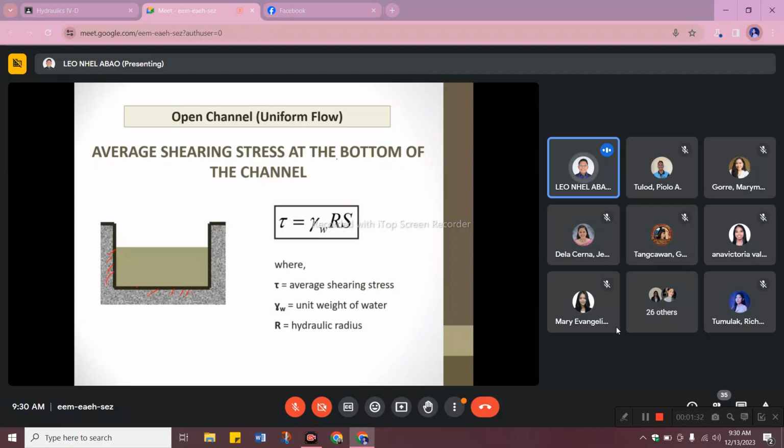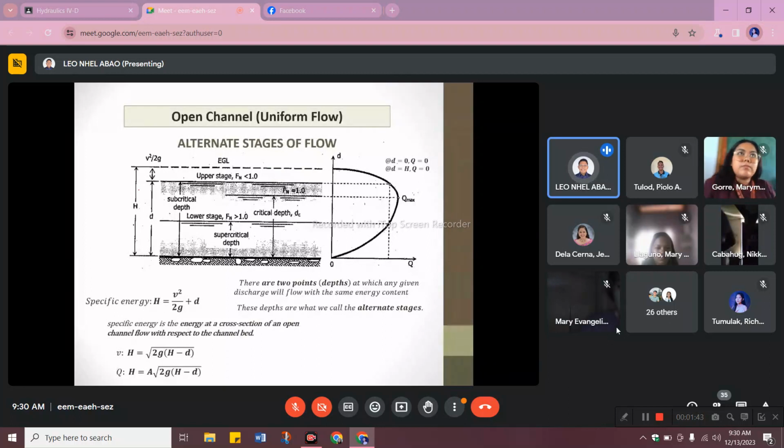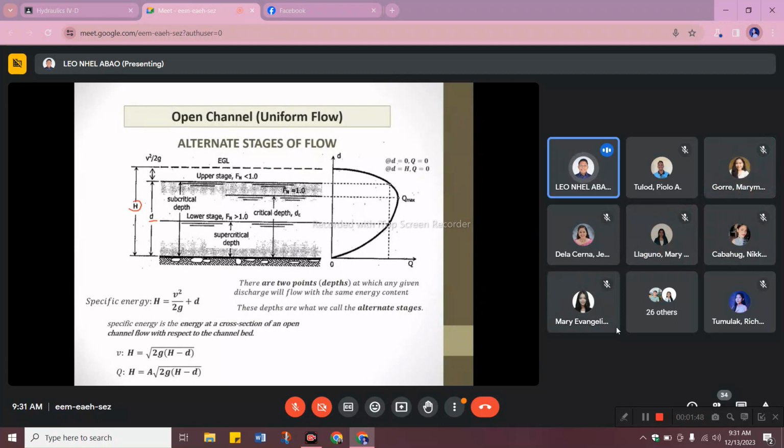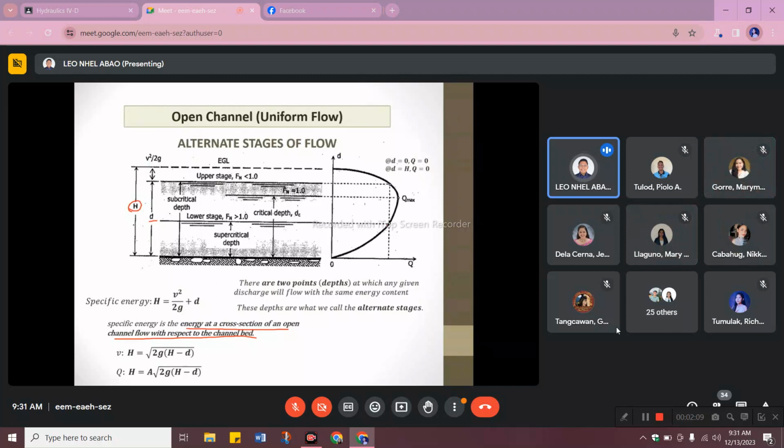So we will go to the alternate stages of flow. For example, we have a channel here. As you can see, class, we have a depth of the water, D, and we also have H as the specific energy. Specific energy is the energy at the cross section of an open channel flow with respect to the channel bed. So the total energy H in this setup is D plus V squared over 2G, where V squared over 2G is our velocity of approach, the energy due to velocity.